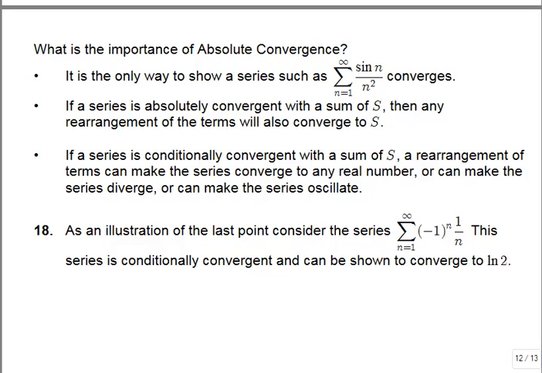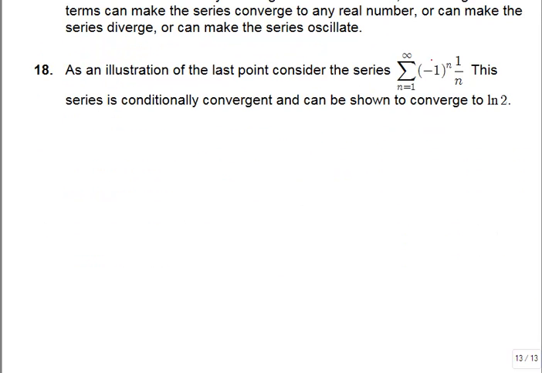So in an illustration of this last point, let's take a look at the alternating harmonic series, the sum of negative 1 to the n of 1 over n. This we've already proven today is conditionally convergent, and it can be shown to converge to the ln of 2. So we're going to assume that this sum is equal to the ln of 2. So if n is 1, this would be negative 1 plus a half minus a third plus a fourth minus a fifth, and so on.